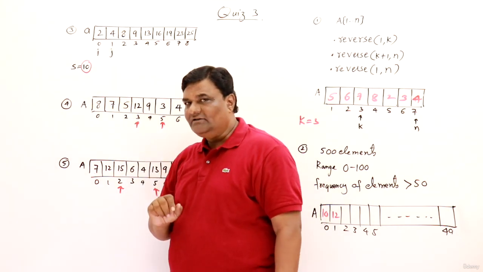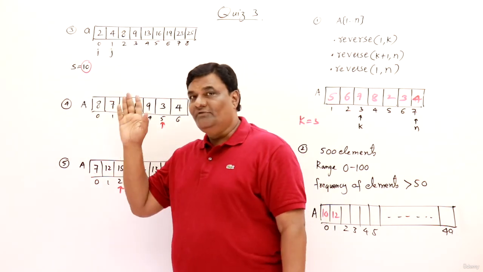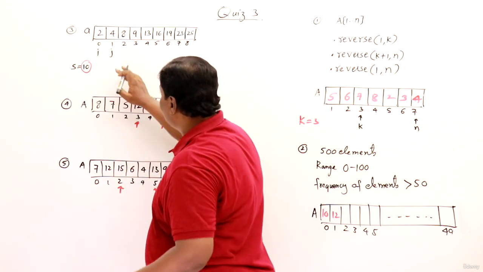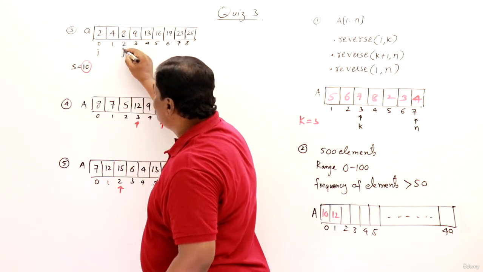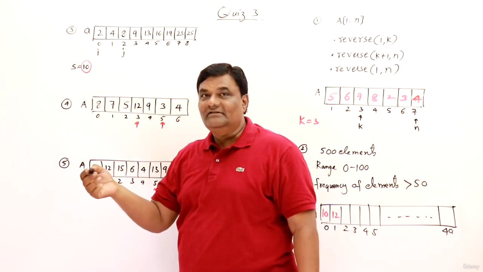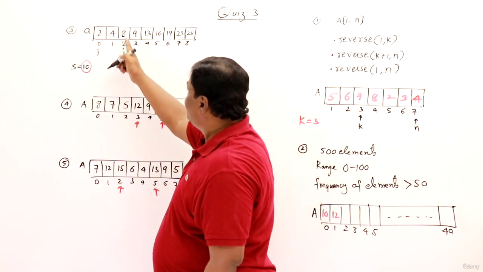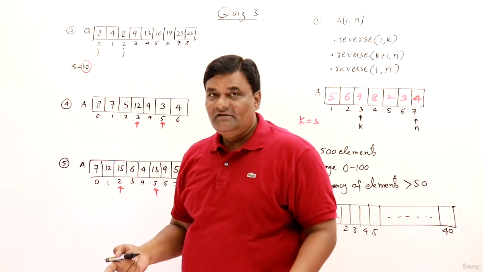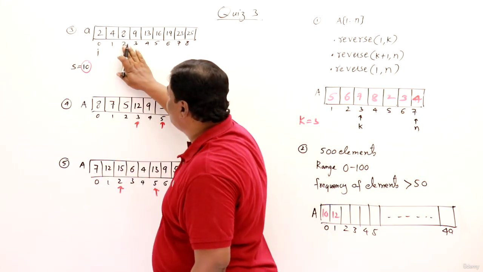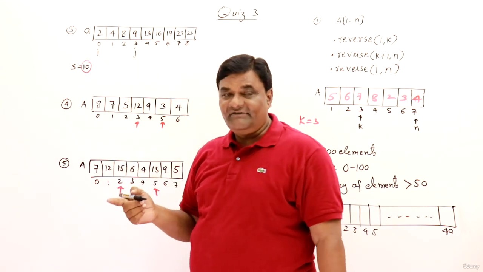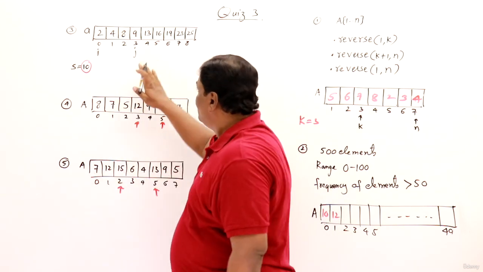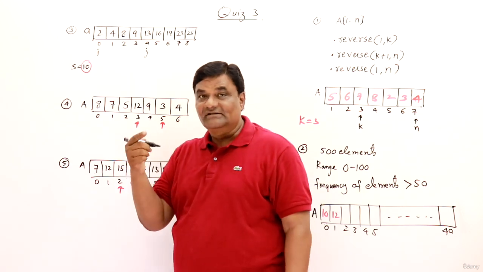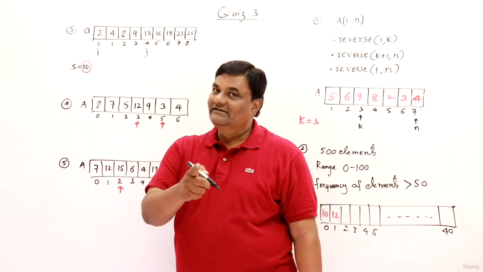So the difference is small. It is smaller than 10. So move which one? Move j. Let us move j to the next element, because the difference was less than 10. Now check 8 minus 2. It's less than 10. So move which one? j. 9 minus 2, it is 7. It is still less than 10. Move j. 13 minus 2 is 11 and it is greater than 10.